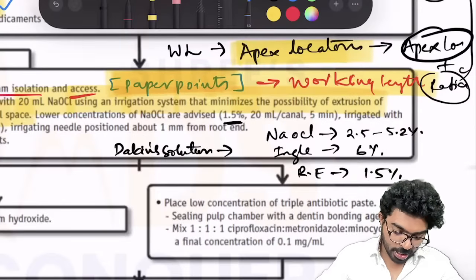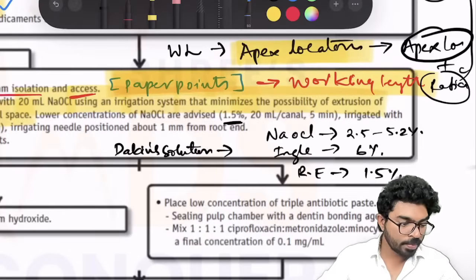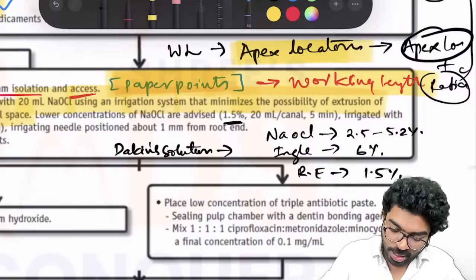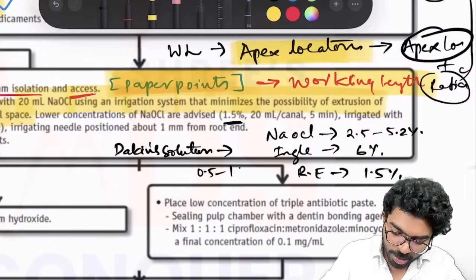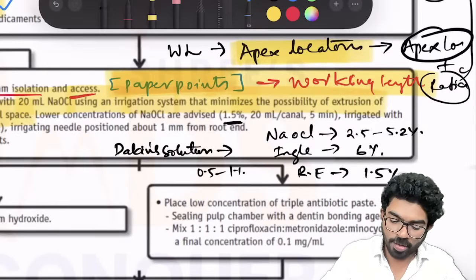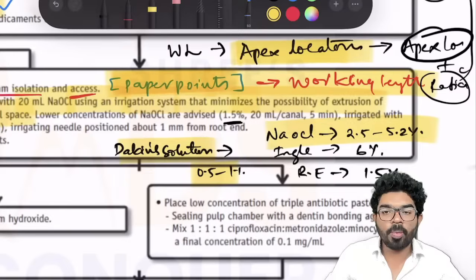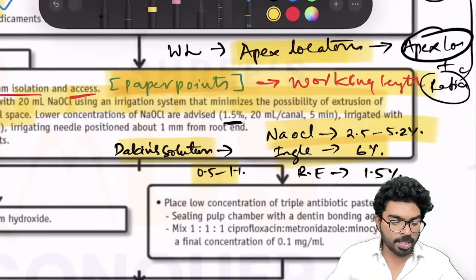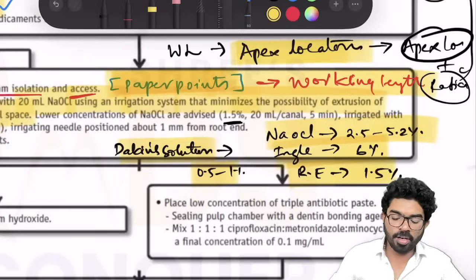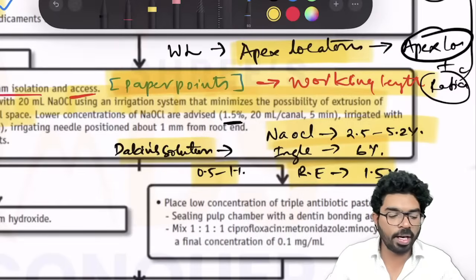What is the percentage of NaOCl in the case of your Dakin solution? Dakin solution is 0.5 to 1 percentage. So all these are NaOCl numbers. Normally 2.5 to 5.25, Engel 6 percentage, regenerative endodontics is 1.5, Dakin solution is 0.5 to 1 percentage.